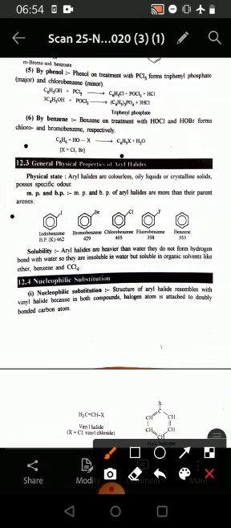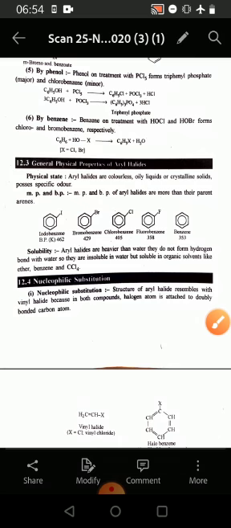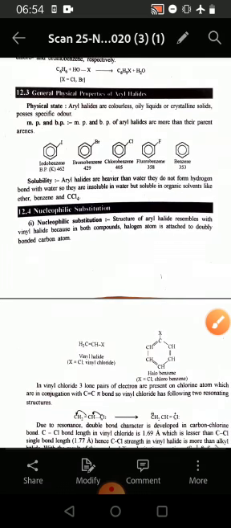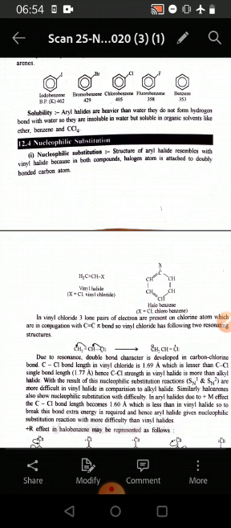Now we come to the general properties of aryl halides. If we consider physical state, then aryl halides are colorless, oily liquids or crystalline solids with a specific odor, and their melting points and boiling points are more than their parent arenes. If we consider their solubility, aryl halides are heavier than water and they do not form hydrogen bonds with water, so they are considered insoluble in water but soluble in organic solvents like ether, benzene and CCl4.